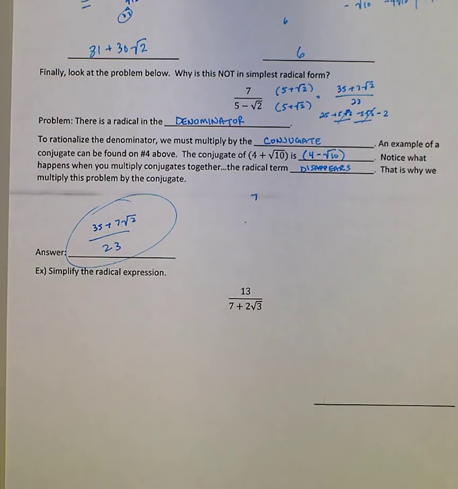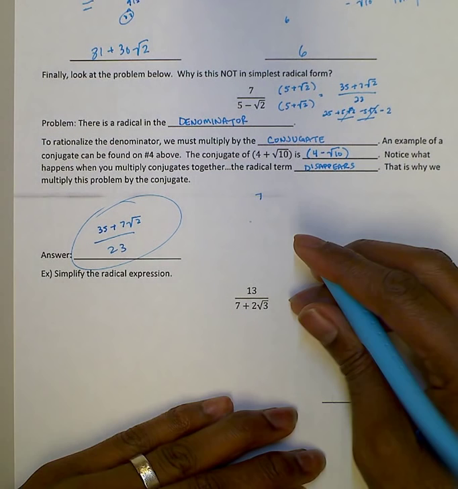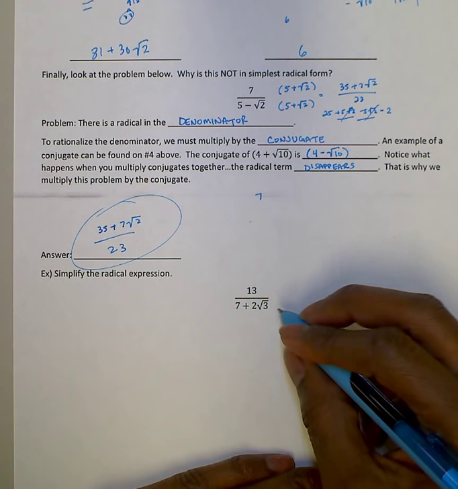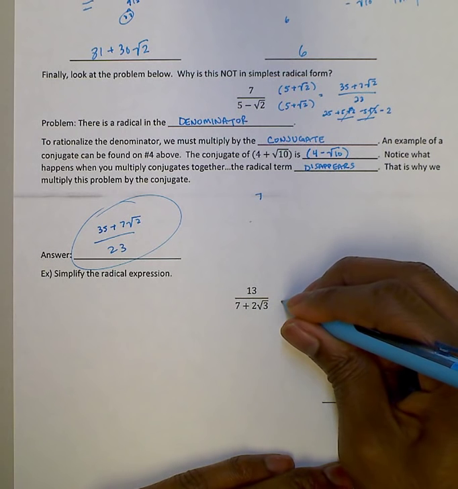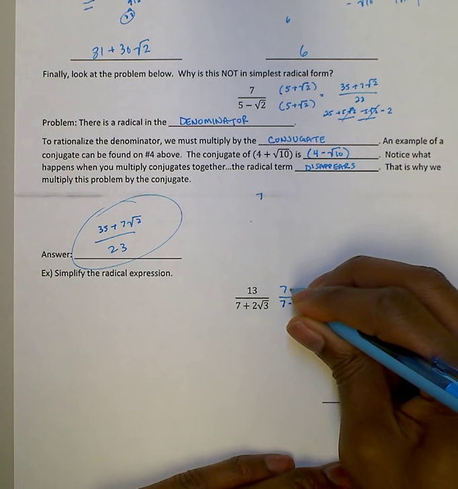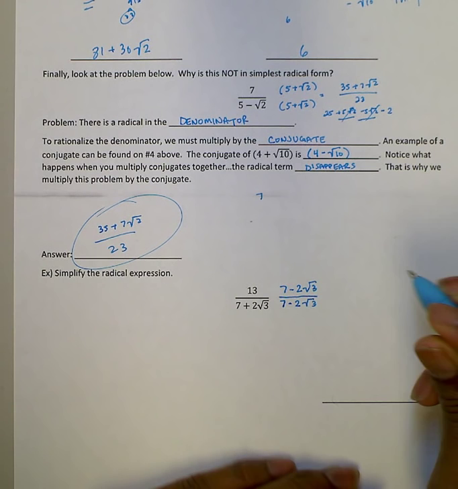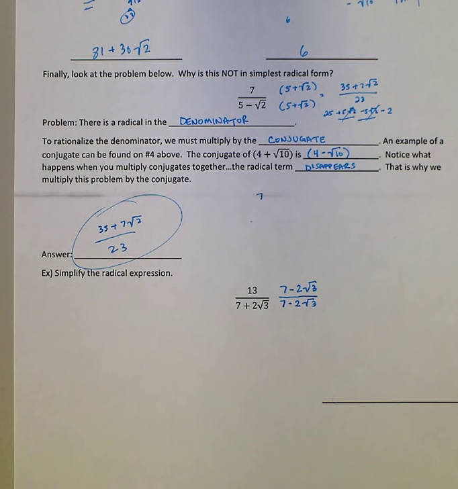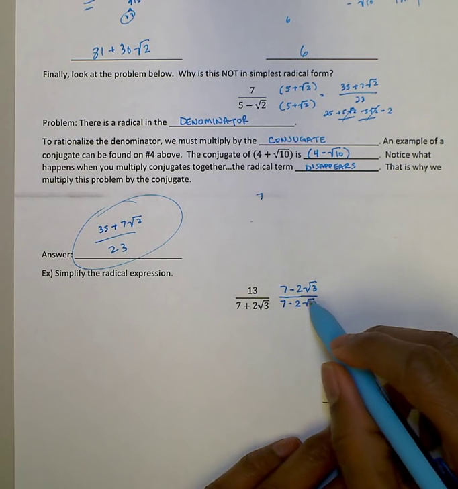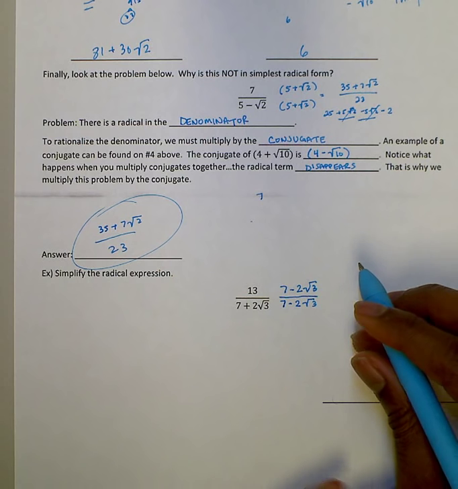Okay? Let's try one more. Have 13 over 7 plus 2 radical 3. I'm going to set this up for you, and I want you to bring this to class, complete it for me. Okay? We need to multiply by the conjugate. The conjugate for 7 plus 2 radical 3 will be 7 minus 2 radical 3. Okay, in the numerator and the denominator. This is our fancy one. A little bit fancier than before. Okay? And so now, we'll need to make sure that we multiply the top, multiply the bottom, and then that should give us our answer.